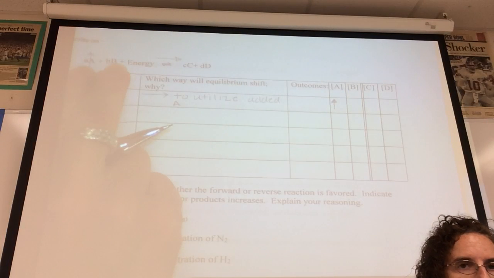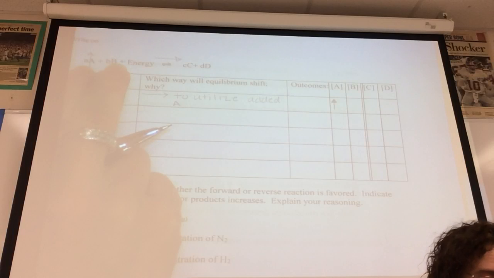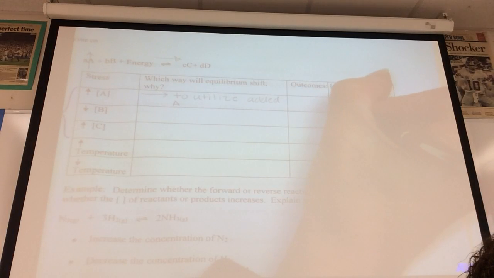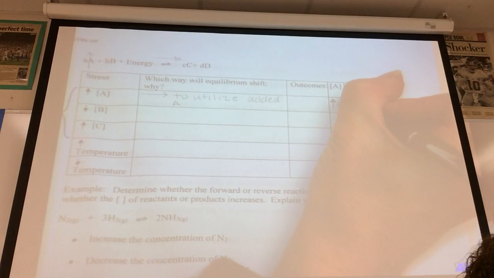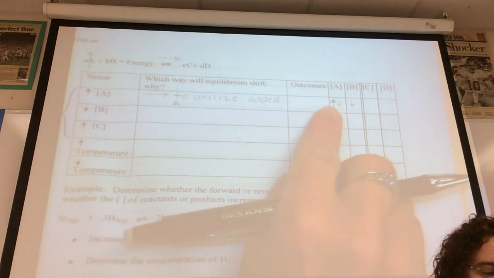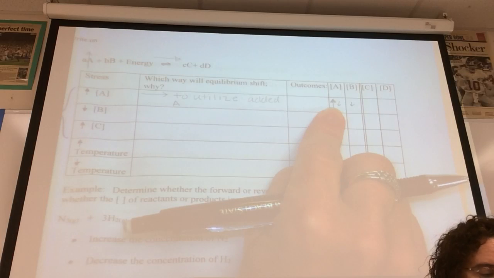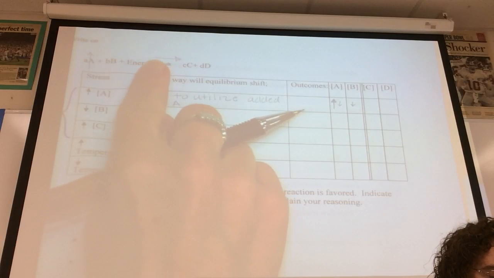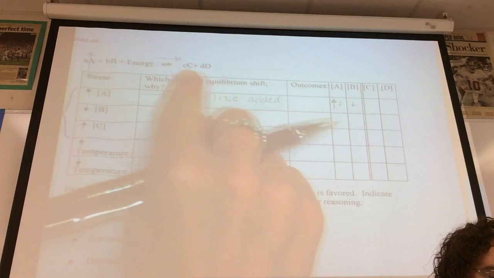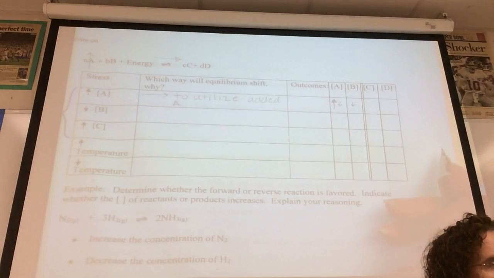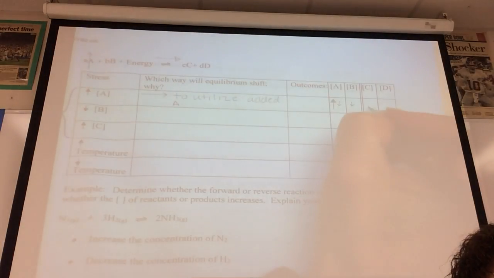Their amounts will decrease because they'll get utilized. Now, it doesn't decrease as much as you added because it only partially undoes what you've done to it. With the forward shift in equilibrium, what happens to the concentration of products? They will increase because they get generated.